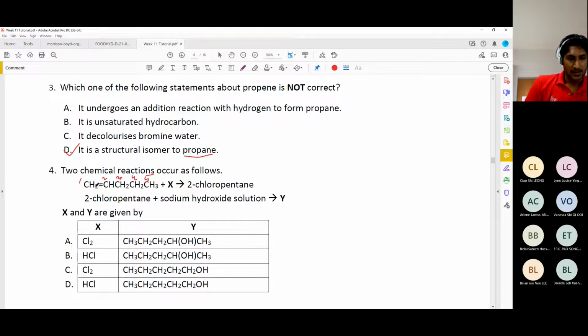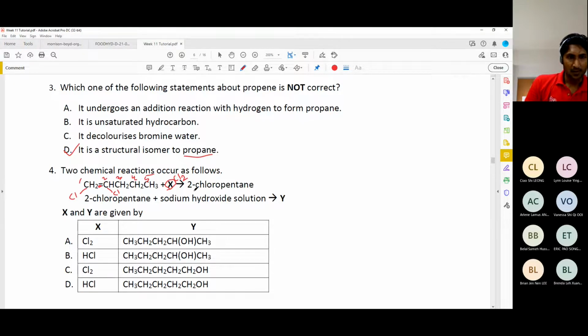So 2-chloropent-1-ene, right? This is a pentene. And what is X? That makes it 2-chloropentane. Pentane means there is no double bond anymore, and then chlorine is attached. 2-chloro means there are 2 chlorine atoms attached there. All right, so it should be a chlorine molecule, not HCl. If it was HCl, there would be only 1 chloro. Since there are 2 chlorines, it should be chlorine gas, Cl2.